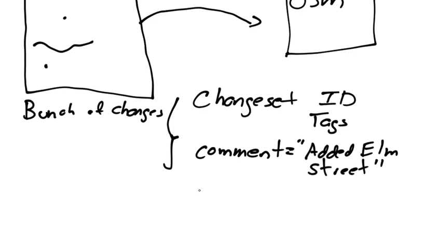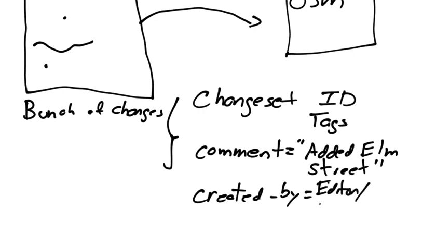Another tag that's very common in change sets is created_by, and this is the editor that was used. So not a person, but the computer program. The most common ones here are Potlatch or JOSM, but there are others as well. So those are the two most common tags that are associated with change sets.